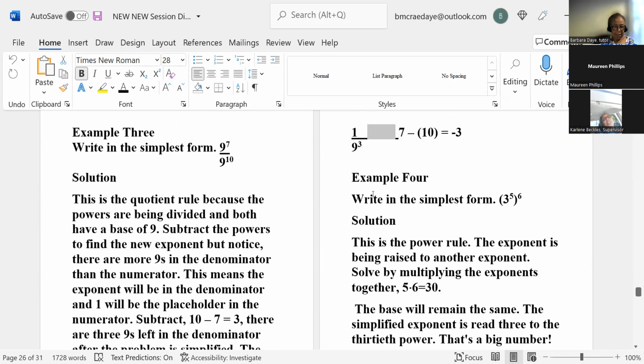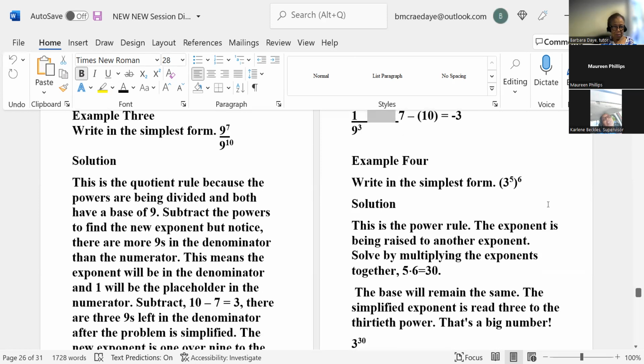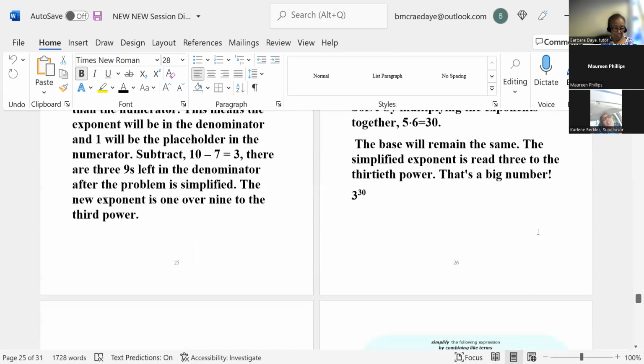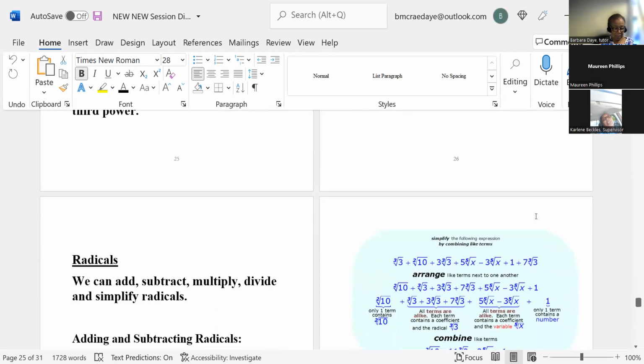Now, here's the power rule. What do we do with the 5 and the 6, Maureen? Multiply. That's the power rule, a power raised to a power. So you multiply 6 by 5, and you get 30, right? So that's a big number, 3 to the 30th power. That means 3 by itself 30 times. Big, big number. You have to do that on the calculator.